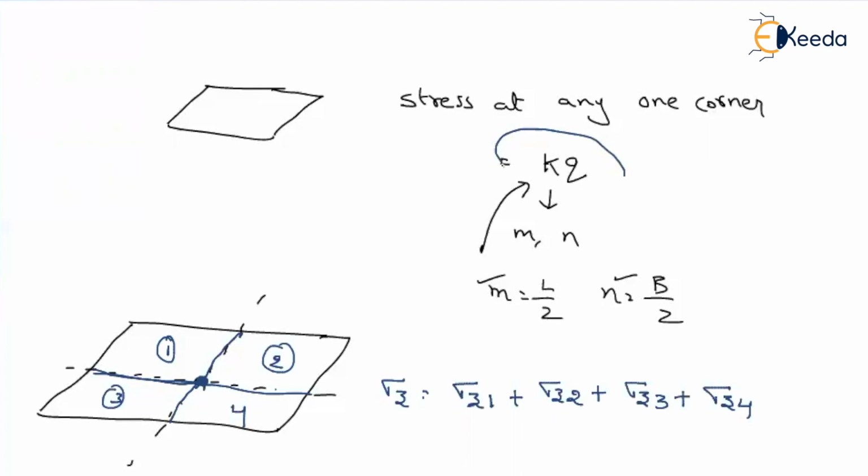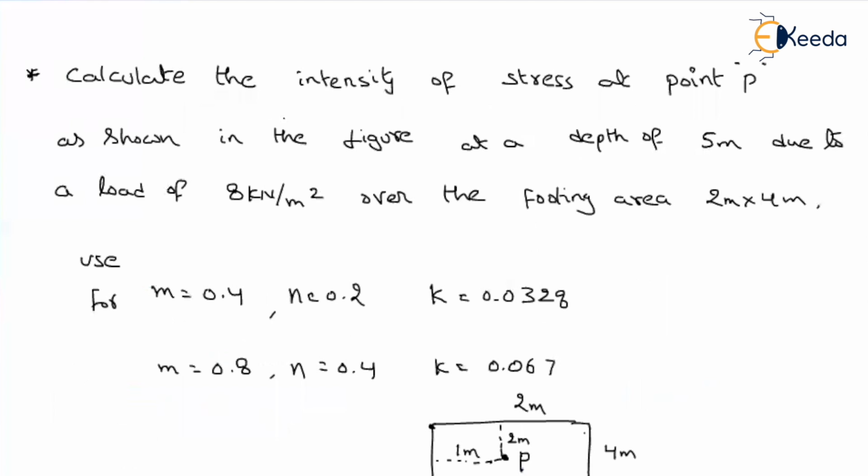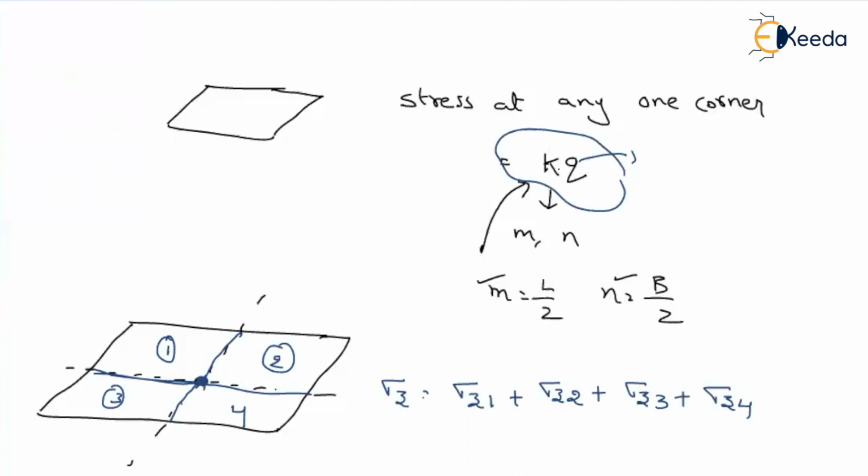So what is the equation? K into q. For that, what do you have to find? q is the same. How much? I don't remember the value. How much is it given? 8 kilonewton per meter square. But what do we have to find out? The K value. For finding K, what do we have to find out? m and n. So what about m here? What about the sides? If this total is 2 meter, this is 1 meter, this is also 1 meter, here also it is 1 meter, here also 1 meter. What about along the depth? 2 meter, 2 meter, here also 2 meter, and here also 2 meter.